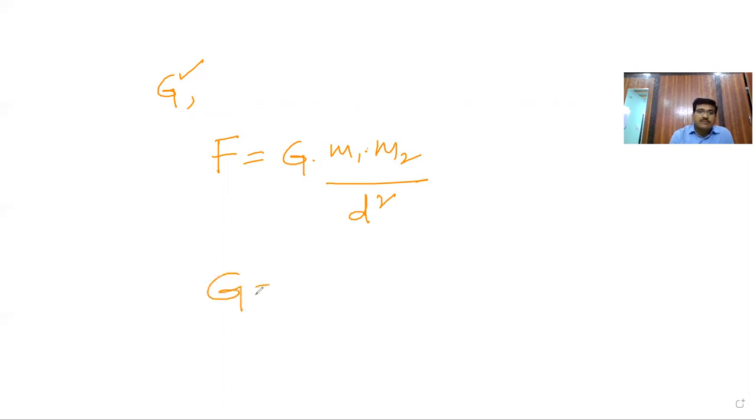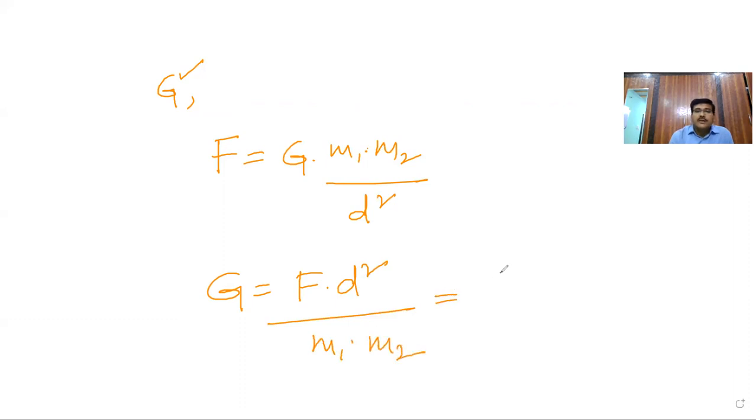To find out the dimension formula of G, if you know it directly, you can directly substitute. If you don't know, from the fundamental equation, the gravitational force is equal to capital G into M1 into M2 by d square, where d is the distance between these two masses. If I simplify, G becomes, by cross multiplication, F into d square by M1 into M2.